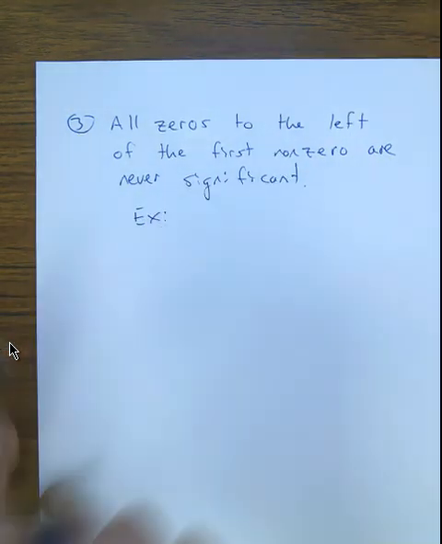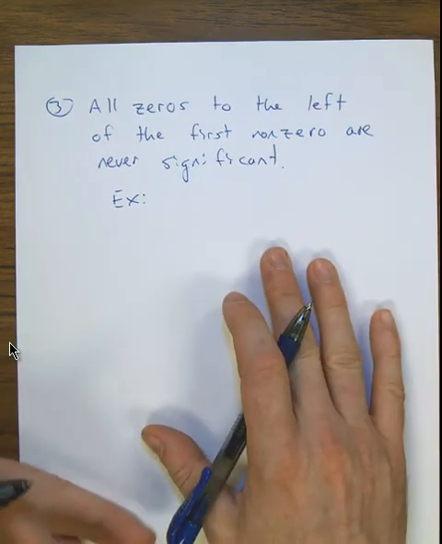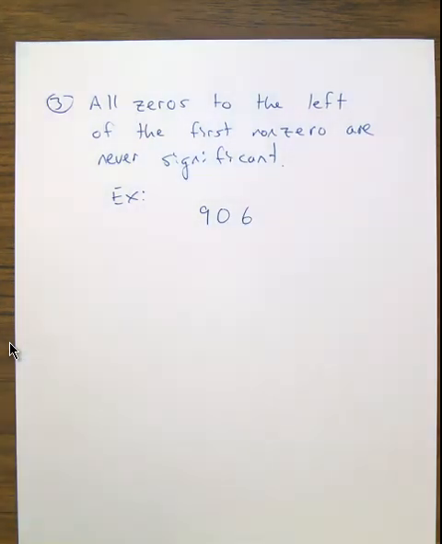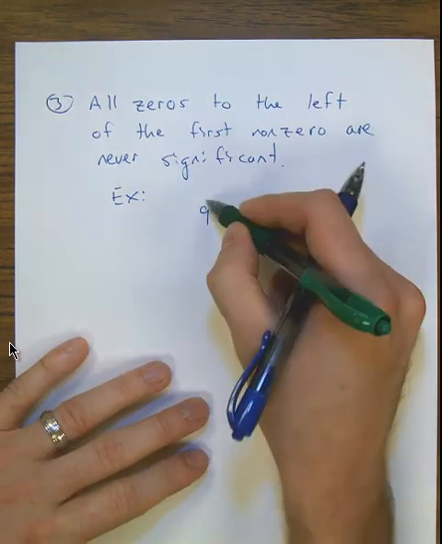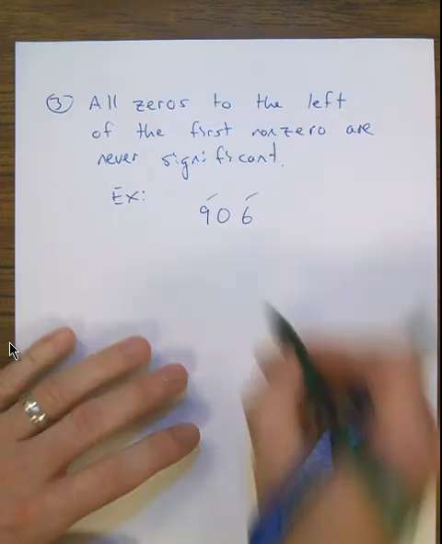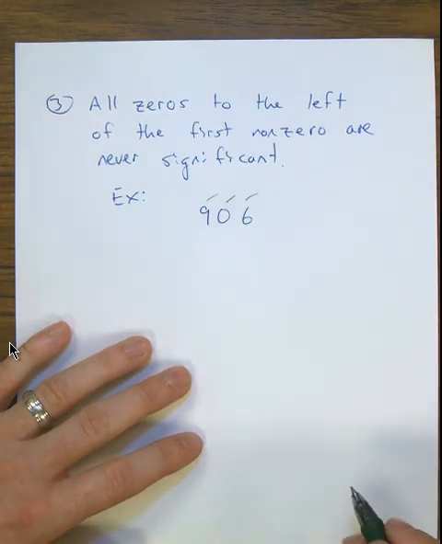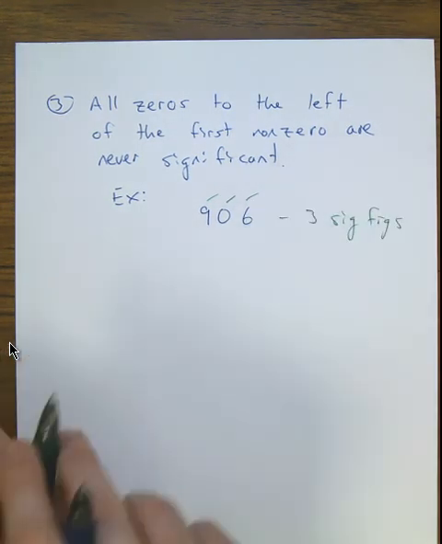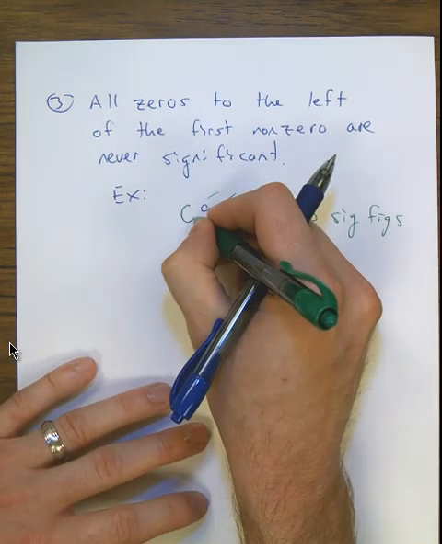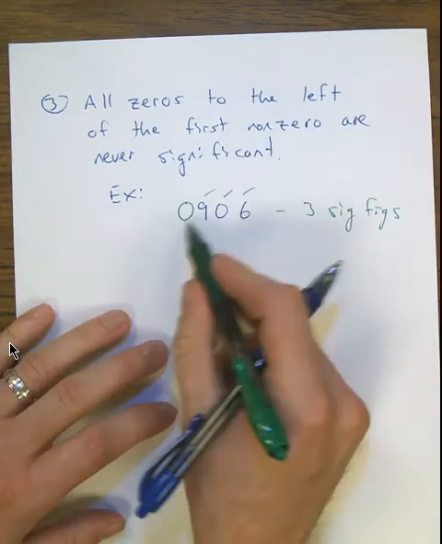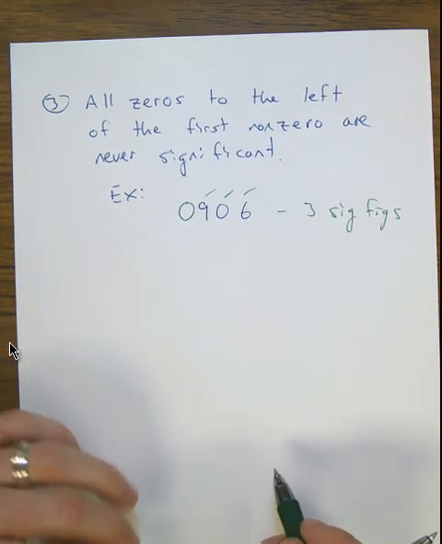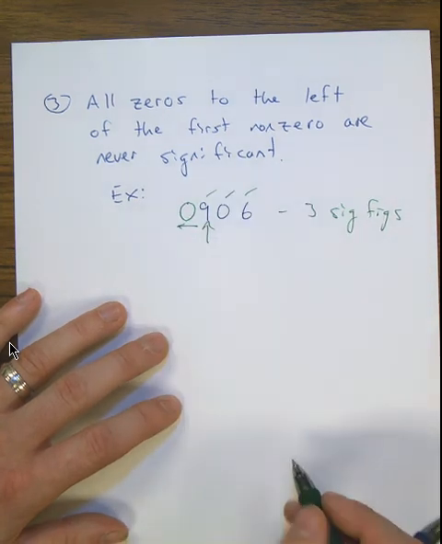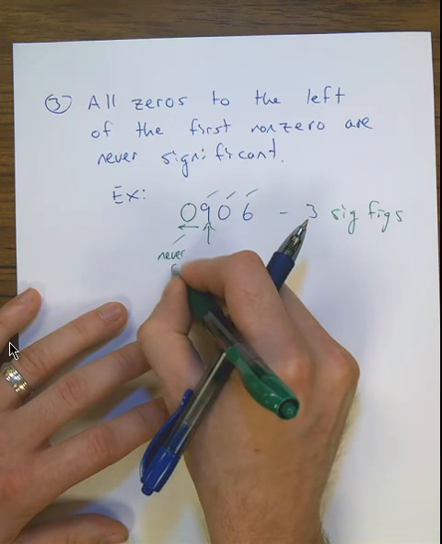First example. Say I'm working with 906, and I want to count sig figs. Well, rule 1 is all non-zeros are significant. The squished zero, in between two non-zeros, is significant. So it has a total of 3 sig figs. Now, you know that if I added a 0 in front of that 9, that 0 doesn't provide any meaning at all to the number. Because of that, any zeros to the left of that first non-zero, they never count. And I'll provide some examples of this.